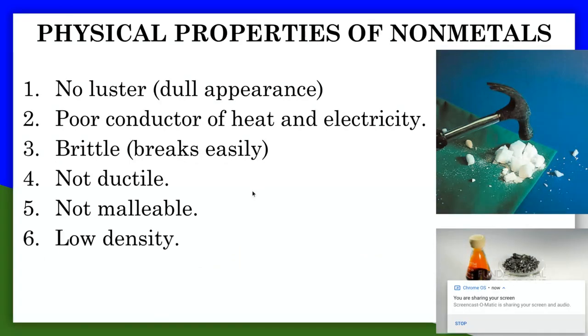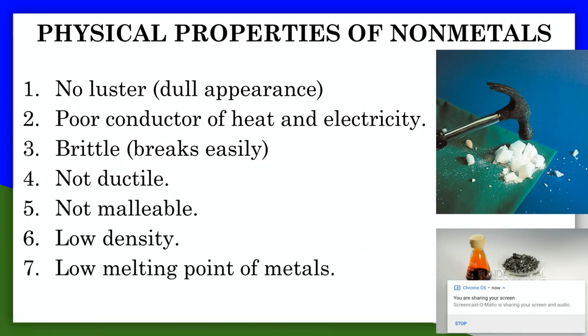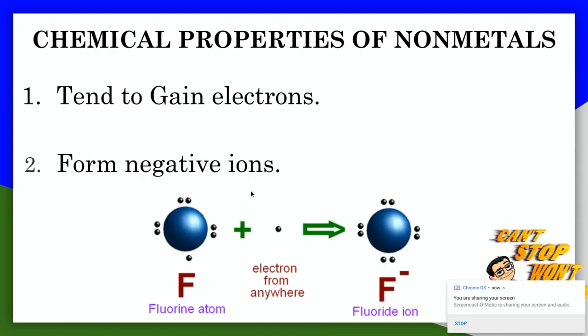And they have a low density. And they have a lower melting point than metals. Okay? And the chemical properties of nonmetals: they tend to gain electrons. They form negative ions. This is the opposite of metals.